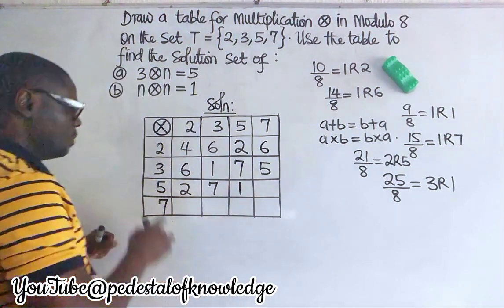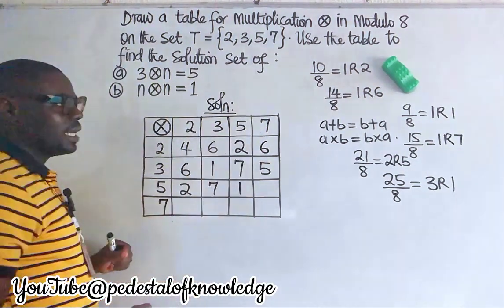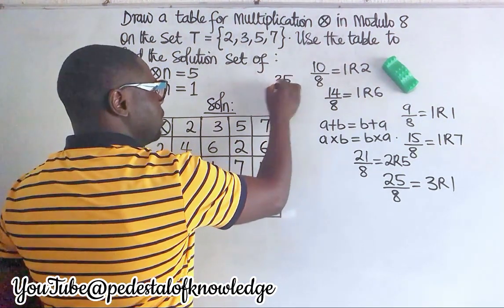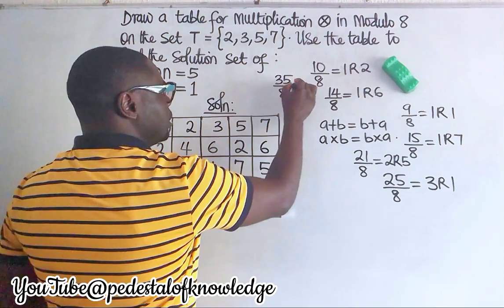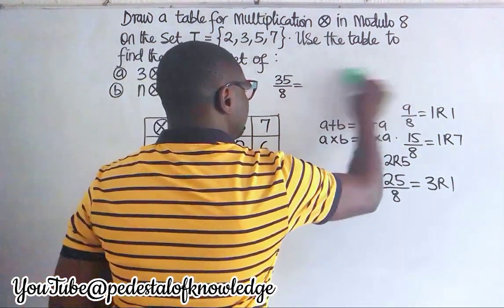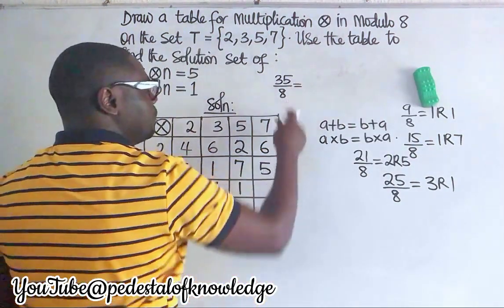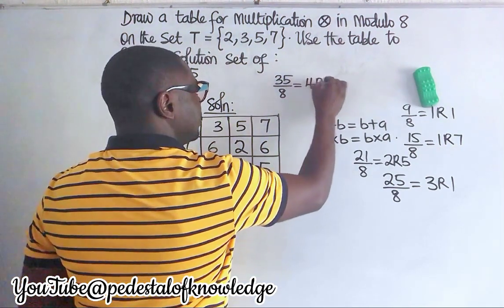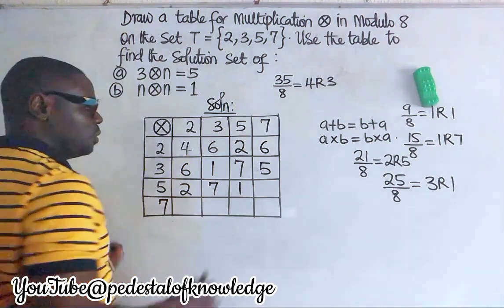And then 5 times 7 will give us 35. Now 35 divided by 8 will give us 4 remainder 3. Okay, so we put down the remainder here.